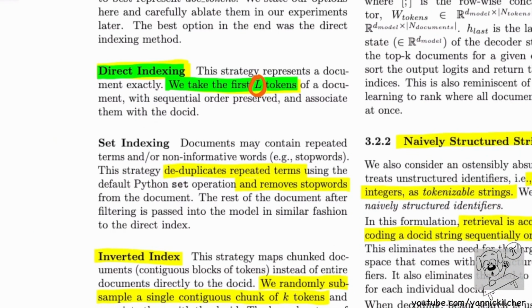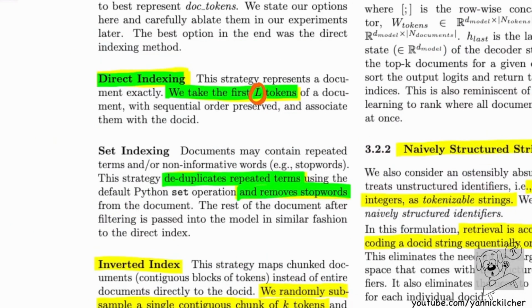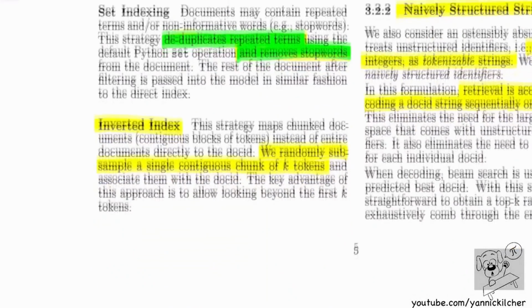The other methods are, for example, set indexing, which deduplicates repeated terms and removes stop words. Doesn't seem to help much. And naturally one might think that if I remove stop words in my document representation, that gives me a cleaner signal. On the other hand, these models are pre-trained on actual language, not on cleaned up language without stop words. And therefore, I think they have a strong bias towards correct grammar and so on, and might work with that data a lot better. I think that might be largely behind why the direct indexing method works better than the set indexing.